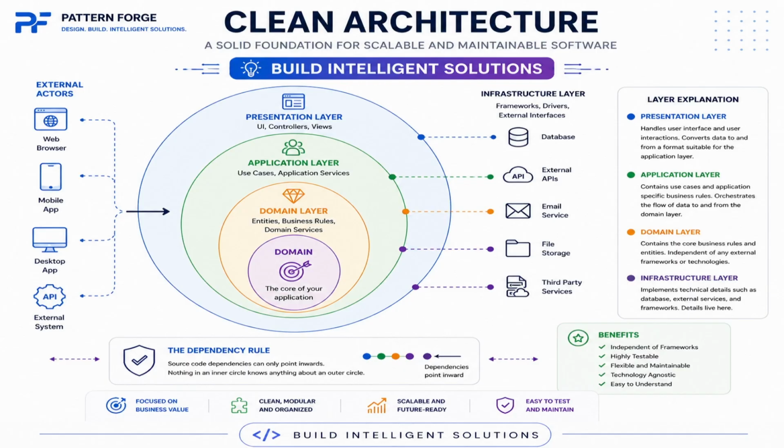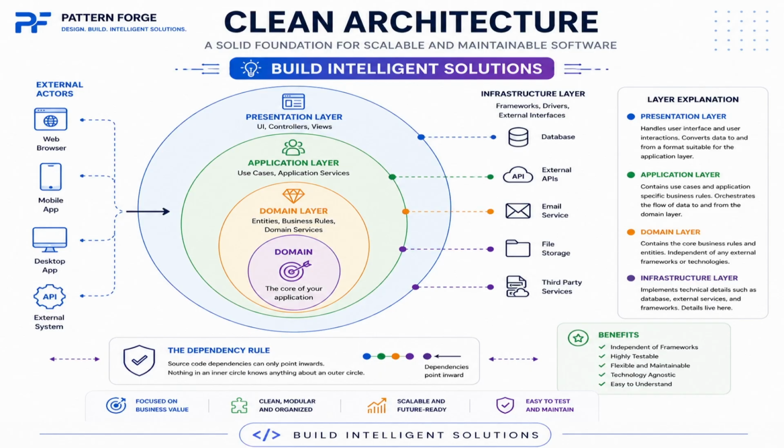So, we have seen the problems with the entire architecture. Now, let's understand how clean architecture solves those problems. At first sight, this architecture might look a little different. Instead of organizing the application into horizontal layers, clean architecture organizes it into concentric layers, where each layer has a clear responsibility. But the most important principle is this: dependencies always point inward.